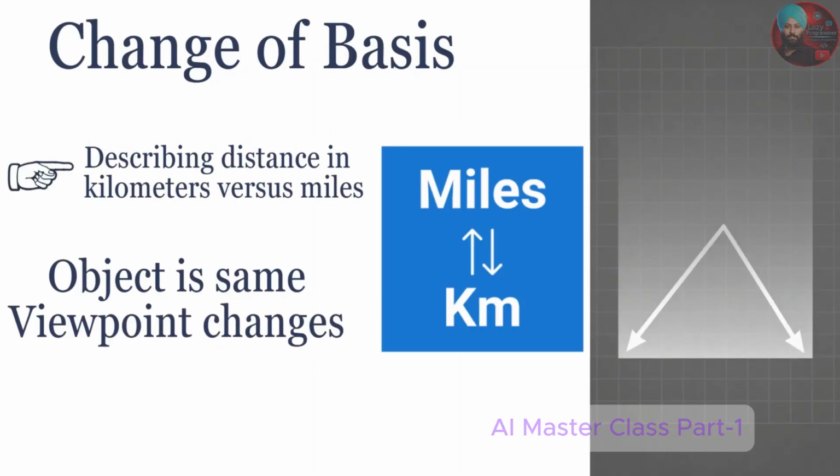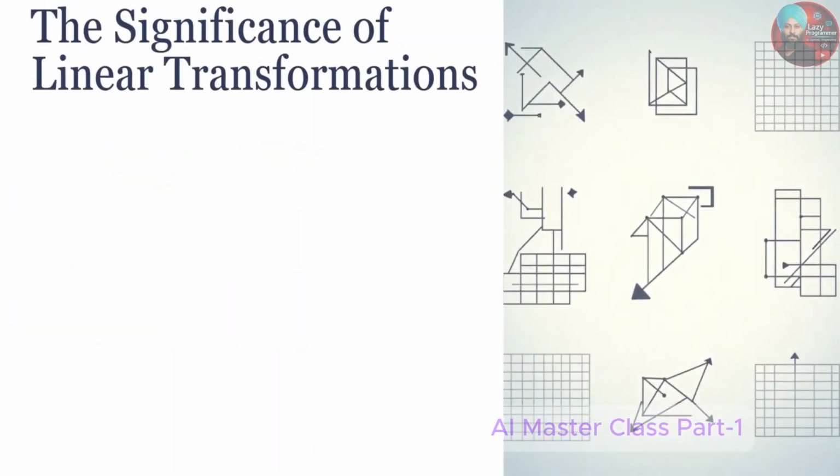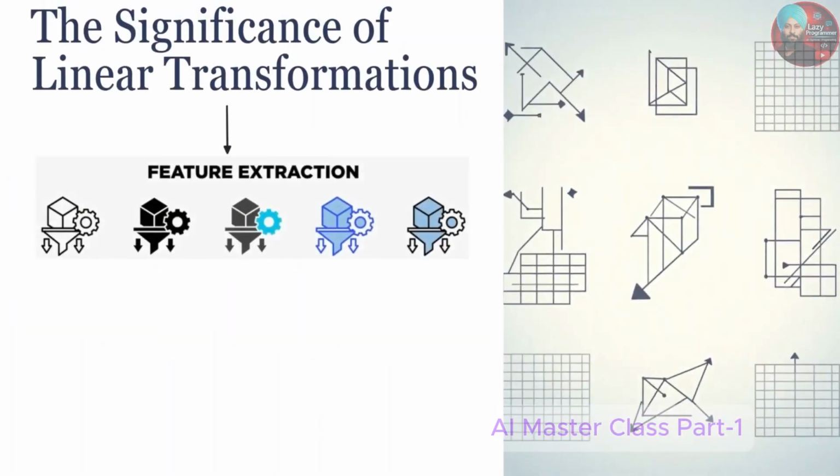The object is the same, only the viewpoint changes. In machine learning, this is similar to moving from raw data into feature space that is easier for the model to understand. This directly connects us to feature extraction. So feature extraction is nothing more than transforming the raw input into useful signals.